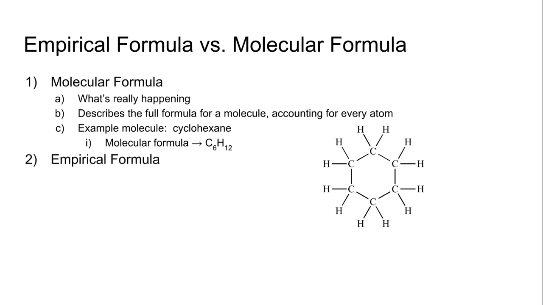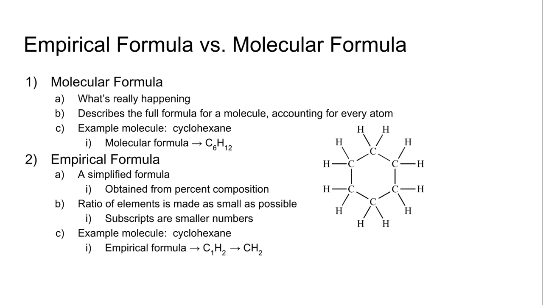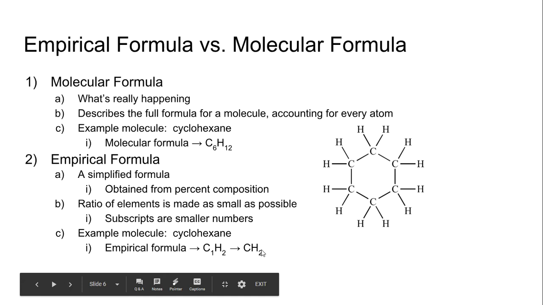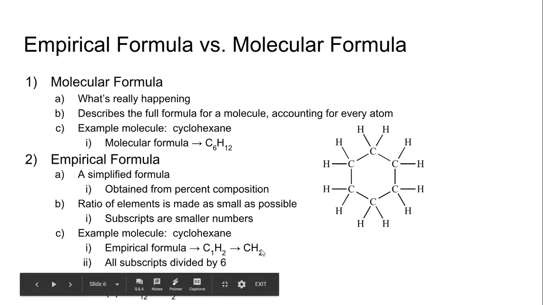But an empirical formula is different. An empirical formula is a simplified formula, and it's typically obtained from the percent composition. The ratio of elements is made as small as possible in my empirical formula. So 6 to 12 is a ratio that I could simplify, and this results in smaller subscripts. So for this same cyclohexane, my empirical formula is going to be CH2, 1 carbon, 2 hydrogens. I get that by reducing the subscripts in the actual molecular formula, dividing them by 6. So 6 divided by 6 is 1, 12 divided by 6 is 2, and that gives me my CH2.